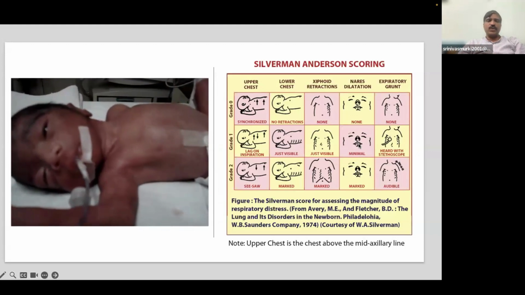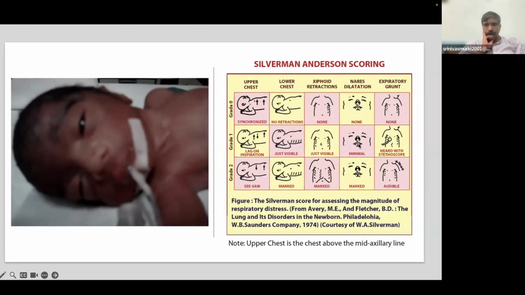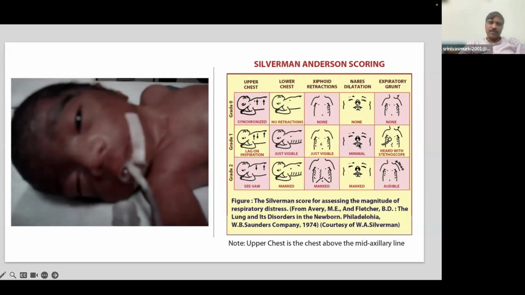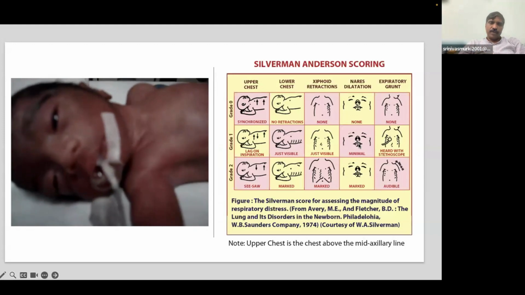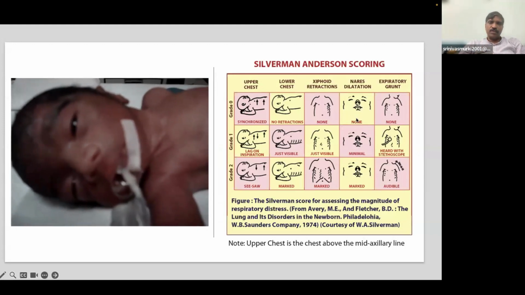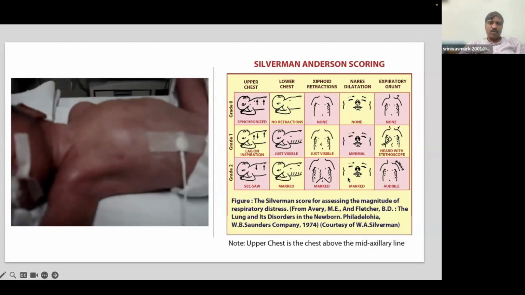So what is the Silverman Anderson score for this baby? You add all the 5 parameters, and you'll get the score. I need people to interact. So please let me know what is the score for this.